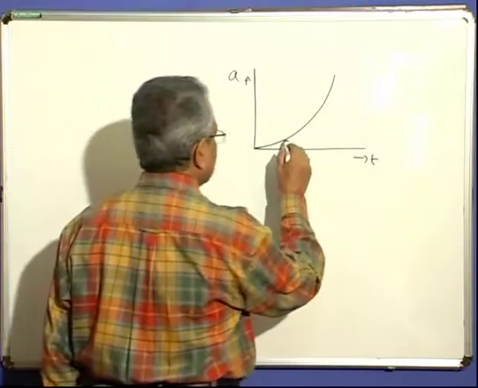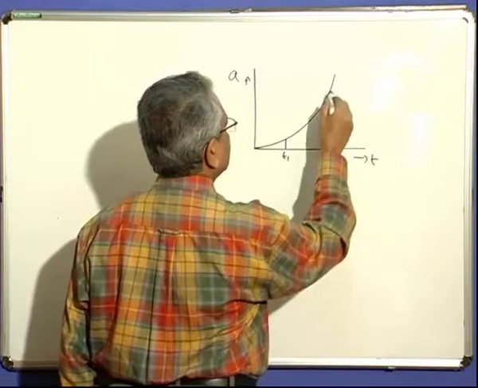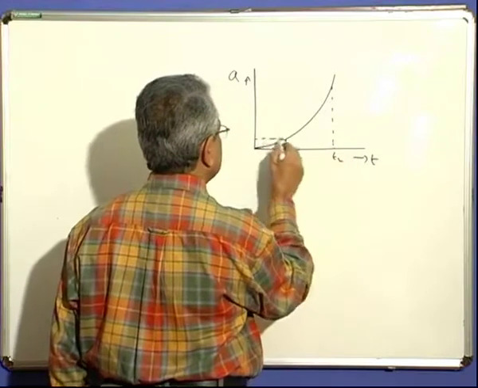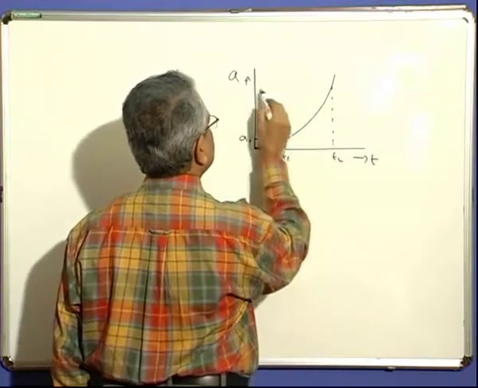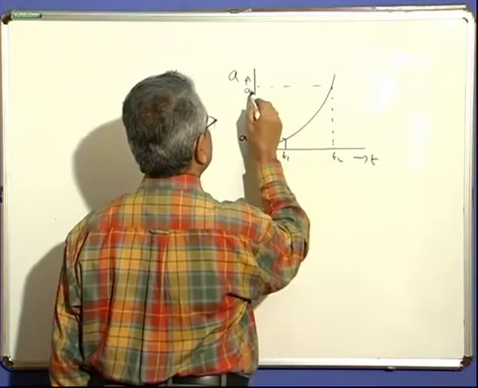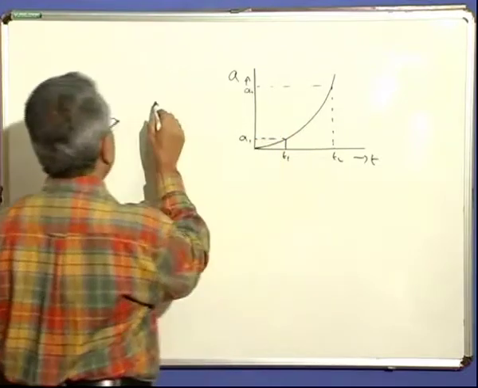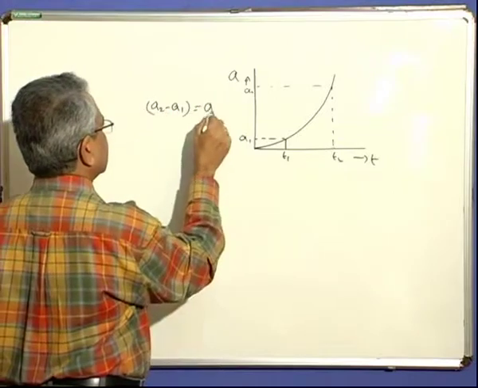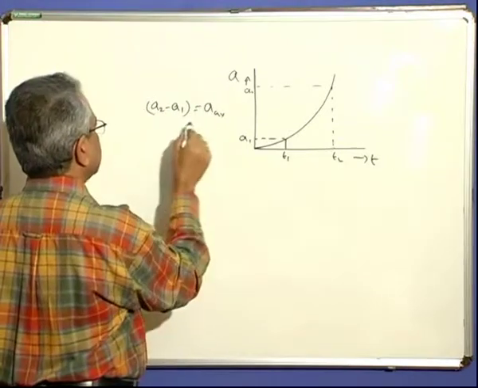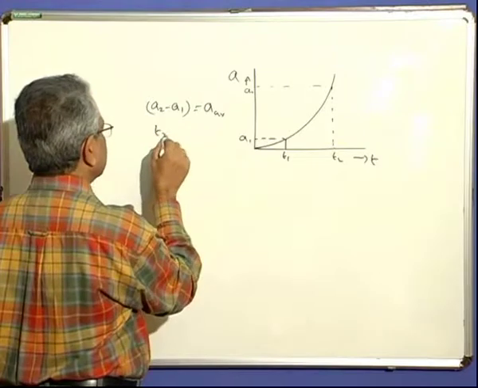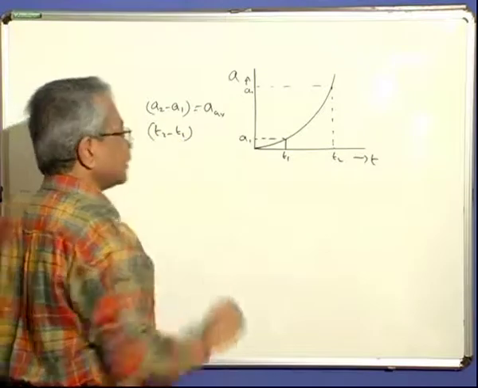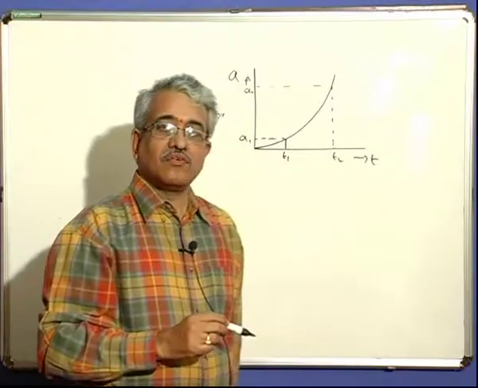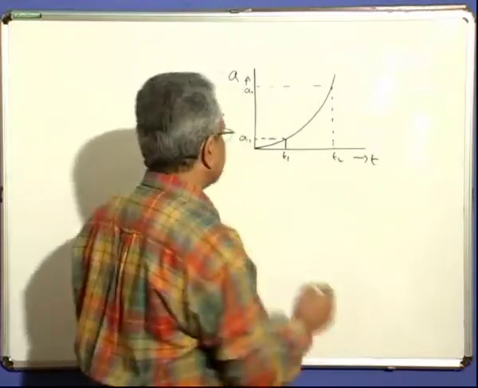So suppose you take from t1 to t2 here. Here the acceleration is a1. Here the acceleration is a2. So what is a2 minus a1? You see, average acceleration we call it, in that interval t2 minus t1. That's what it is. So what does the area under that give you? Velocity. You can see that.